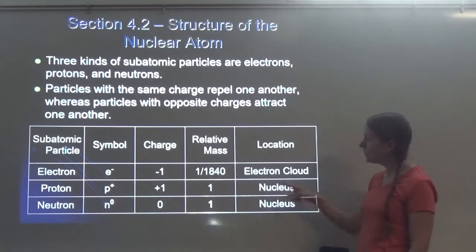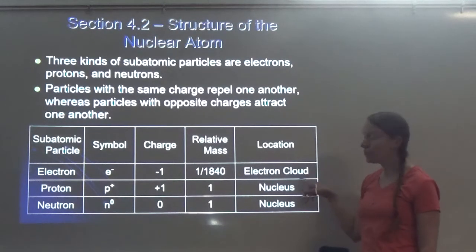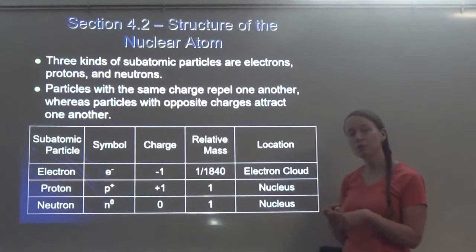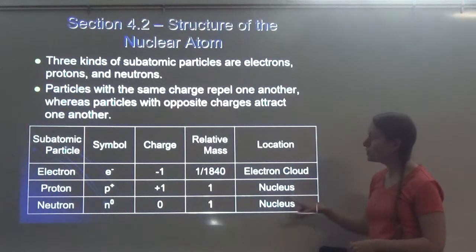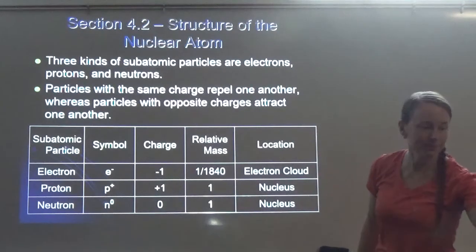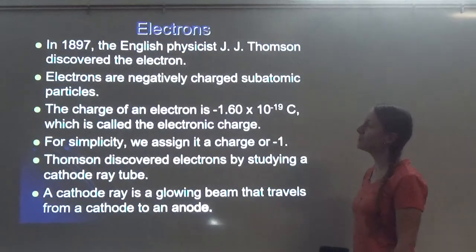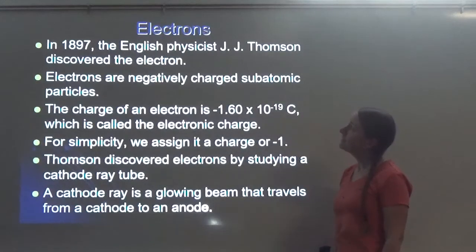So where are they? Well, the electrons are in the electron cloud. We'll also call them energy levels, orbitals, sublevels, things like that. And the protons and neutrons are both within the nucleus. So first, let's talk about electrons. So in 1897, the English physicist J.J. Thomson discovered the electron. Electrons are negatively charged subatomic particles.